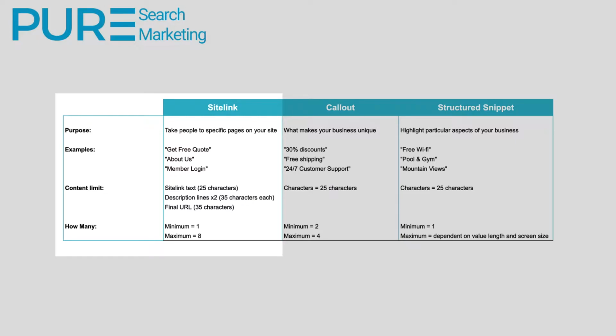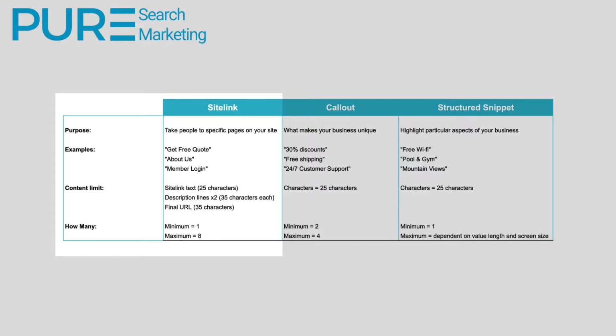The content limit is very interesting. You can almost double the size of your ad if you use site links. The text itself, so that's the "Get free quote", for example, is 25 characters. You've got 2 description lines, and they're 35 characters each. And you've got a final URL, which is 35 characters maximum. The final URL is obviously where you want people to go when they click on the link.